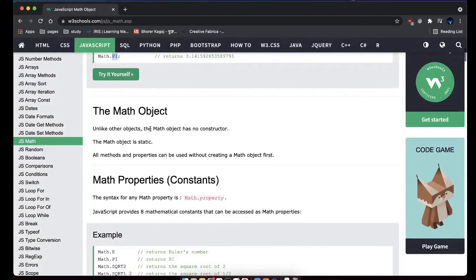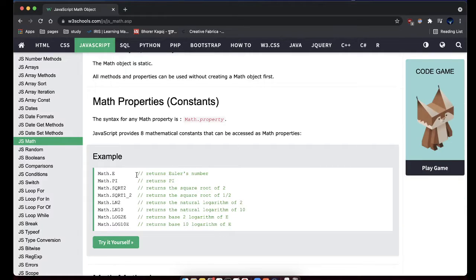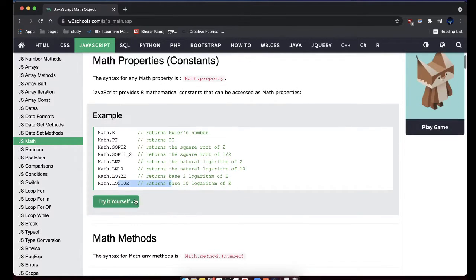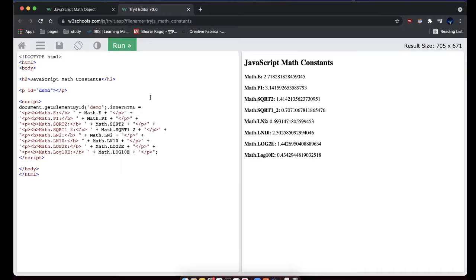And also we have different things. We have e, which is the Euler number, and pi we just now saw. We have the square root of 2, then the square root of half, a logarithm of log 2 and log base 10, and log base 2e and log base 10e. These are some of the standard logarithms and constants available in the Math object.